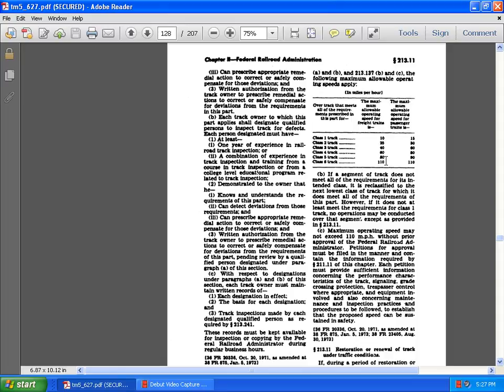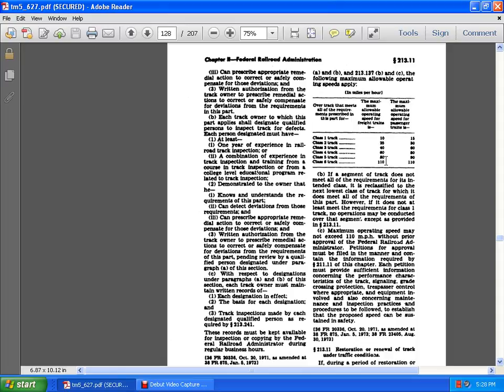If a segment does not meet all the requirements for its intended class, it is reclassified to the next lowest class of track for which it meets all the requirements of this part. However, if it does not at least meet the requirements of class 1 track, no operations may be conducted over the segment except as provided in 213.11. Maximum operating speed may not exceed 110 without prior approval of the Federal Railroad Administration. Petitions for approval must be filed in the manner and containing the information required in 211.11 of this chapter.